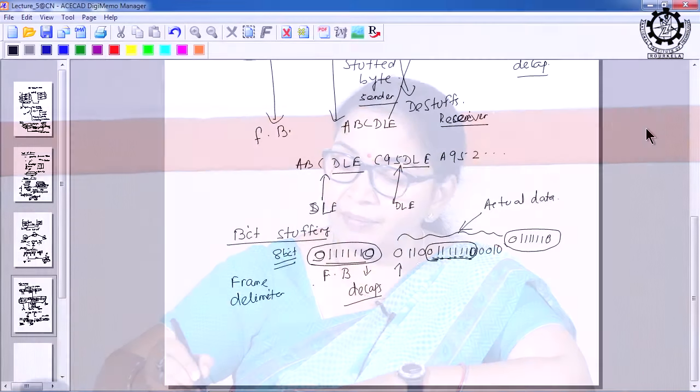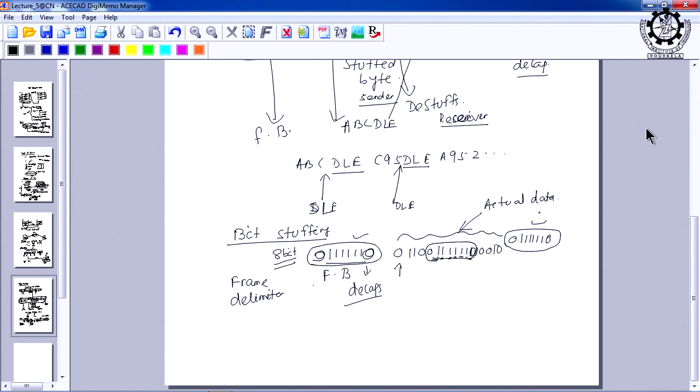So, when the sender knows that the data has the same set of characters as the boundaries, what does the sender do? Before sending, when it sees 5 consecutive ones at a time, after these 5 it stuffs a 0 here, irrespective of whatever the next bit is. When it sees 5 consecutive ones, it immediately stuffs a 0. Then you may have 1 0 0 0 1 0 again, right.